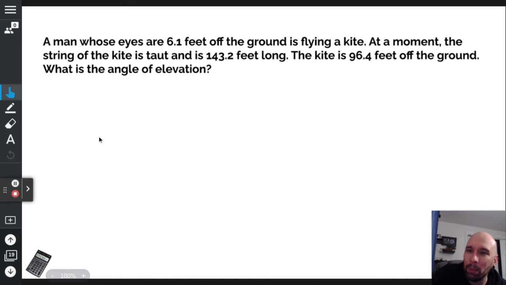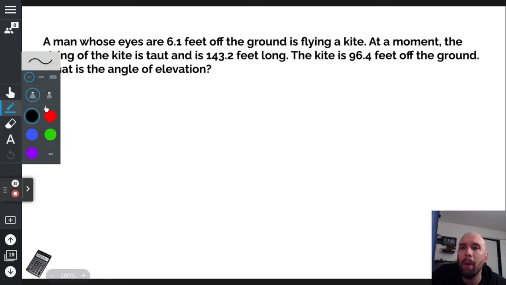A man whose eyes are 6.1 feet off the ground is flying a kite. At a moment, the string of the kite is taut, love that word, and is 143.2 feet long. The kite is that many feet off the ground. What is the angle of elevation?